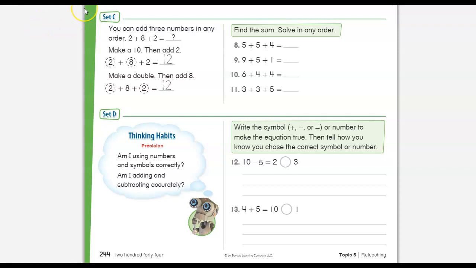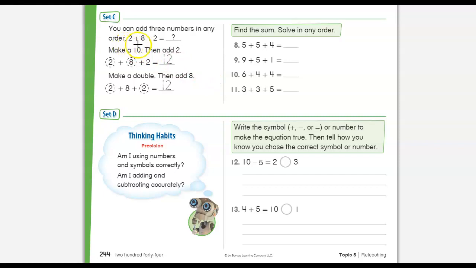Alright, so let's start by looking at set C. On set C, we can see it tells us to add 3 numbers in any order. This is a skill that we have been working on a lot during our intervention groups, and also during topic 5 we talked a lot about being able to add 3 numbers together in one equation. So let's start by looking at this example.